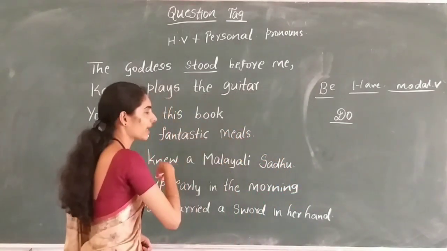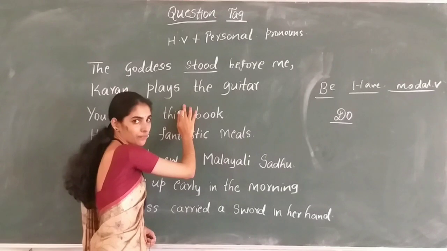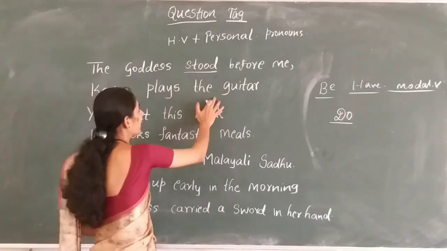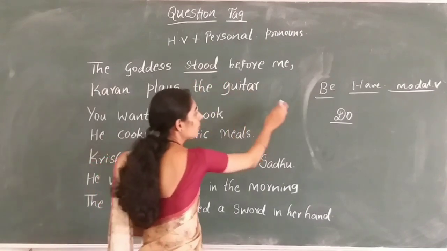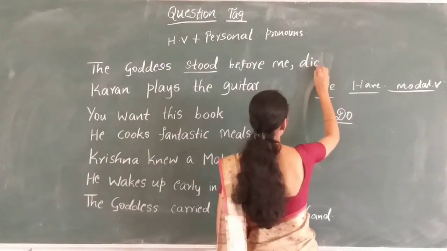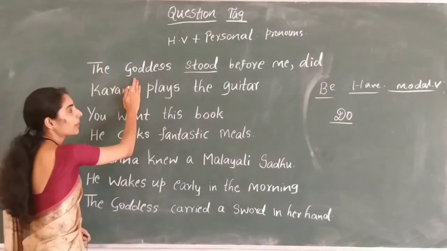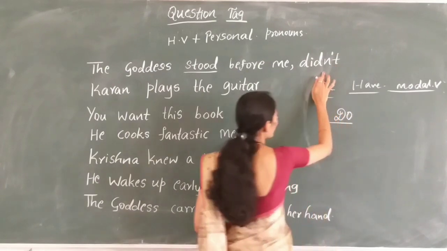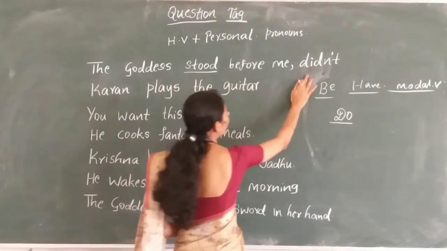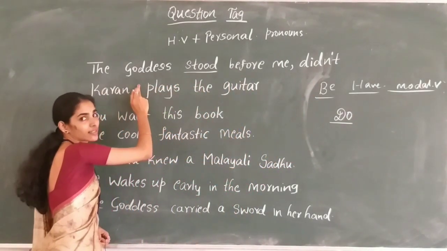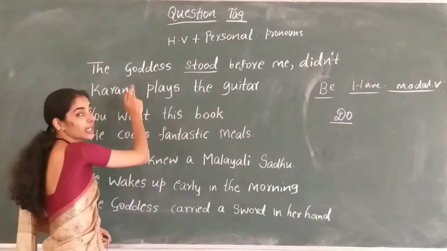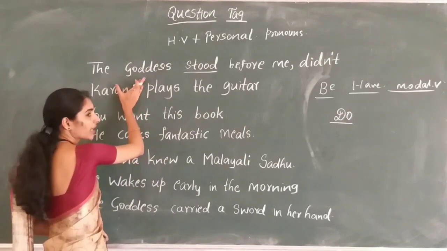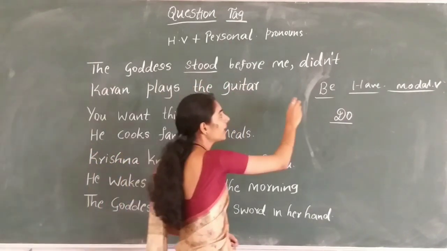Put a comma here at the end of the statement. Now, the goddess stood before me. Stood is the verb here. Which is the present tense of stood? That is stand. Now stood is past tense, which means we have to write did here. And then what do we have to do? This is a positive sentence, so we have to make the tag negative by adding n't, N apostrophe T. So, the goddess stood before me, didn't. You cannot write the goddess. What did I say? You are supposed to write the personal pronoun. Here the pronoun which suits the subject, the goddess, is she. So it becomes: The goddess stood before me, didn't she?